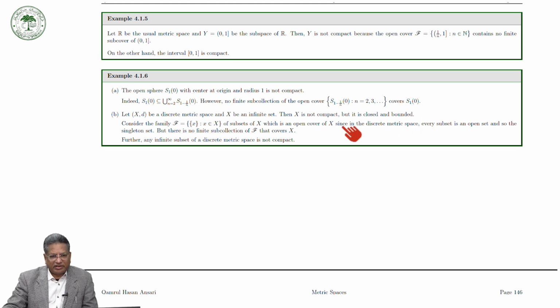Now you can see that we can consider a family F consisting of the singleton subsets of X, which is an open cover of X, because singleton sets are open sets with respect to the discrete metric. So we can cover the whole X by taking the union of the members of F. Since in the discrete metric space every subset is open, so is every singleton set, but there is no finite subcover of F that covers X. Further, any infinite subset of a discrete metric space is not compact.